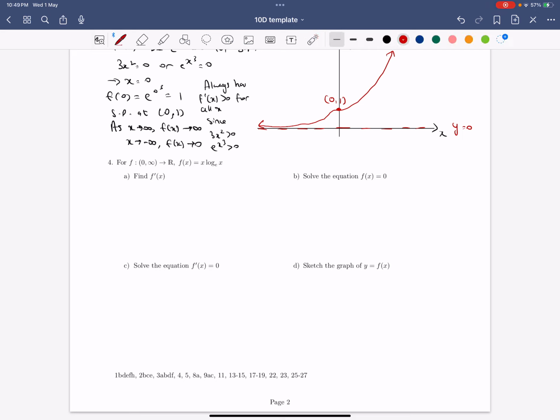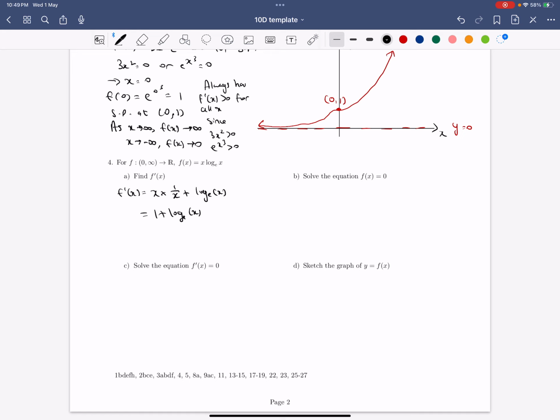All right, question 4, last one. So we got our graph, which is x log e of x. Part A is find f dash of x. We need to use the product rule. So we get f dash of x is equal to u, so x times the derivative of log e of x, which is x times 1 on x, plus log e of x times the derivative of x. So you just get log e of x by itself because the derivative of x is 1. So you end up getting 1 plus log e of x.